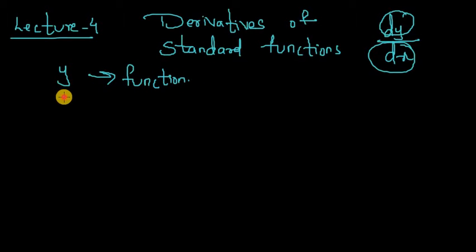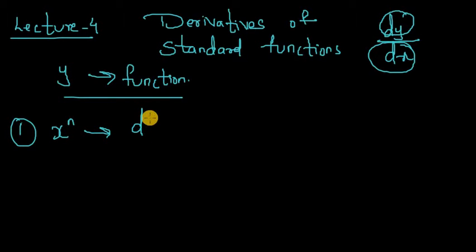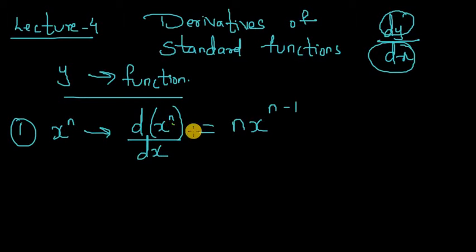So the first standard function we have is x raised to n. So derivative of x raised to n with respect to x is given by n into x raised to n minus 1. So what happens over here? This n comes down and gets reduced by 1. It jumps and gets reduced by 1.